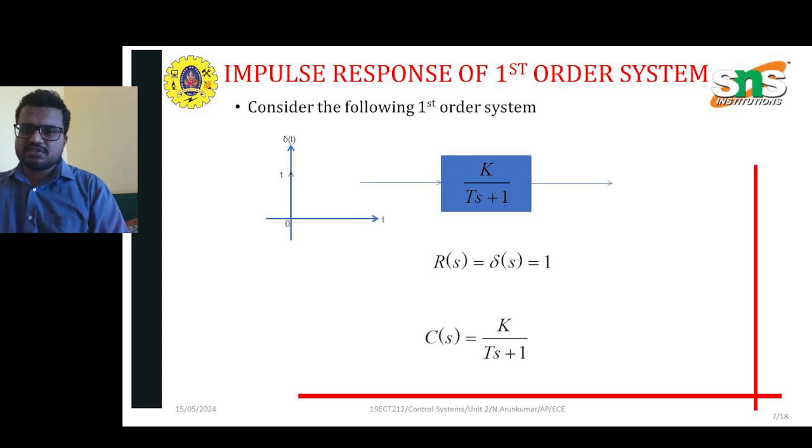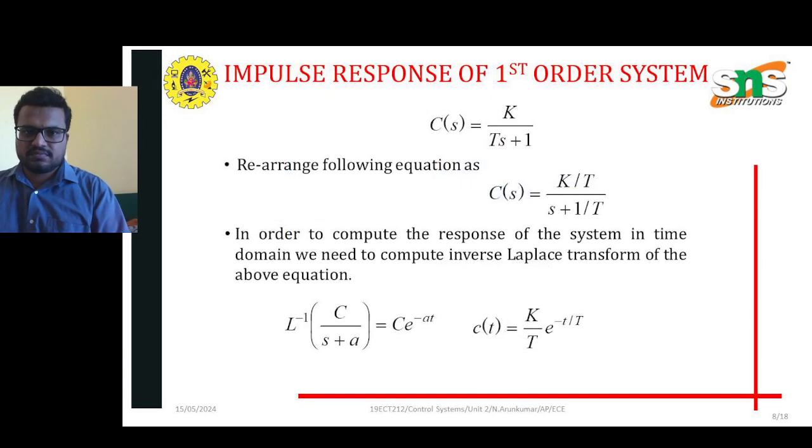The transfer function of the system is denoted by K by Ts plus 1. Here Ts is s power 1, known as a first order system. Like that, the impulse response of the transfer function is obtained through the Laplace transformations. It can be calculated as C into e power minus at.